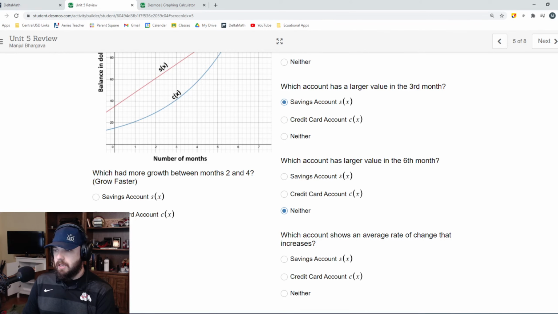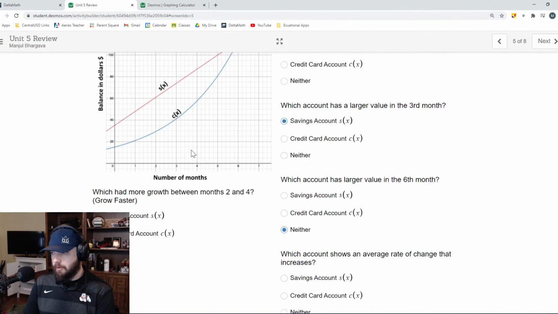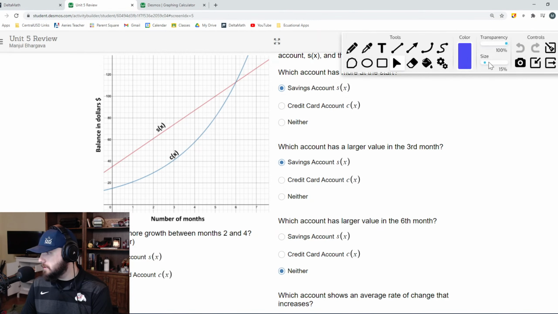So let's go back to this one. Which one had more growth between months 2 and 4? This one's a little tricky, so we're going to talk about it for a second. If I look at my slope between the 2nd month and the 4th month, let's actually try to put a number on this. I'm going over 2, and it looks like I'm going up, that'd be 80, 85, like 25, give or take. So my slope is roughly 12.5.